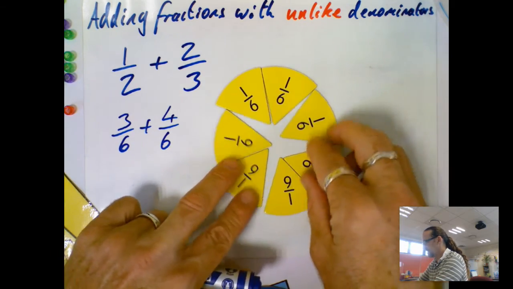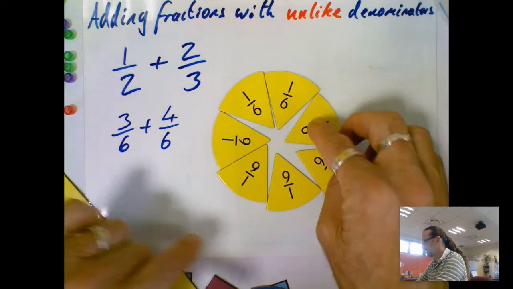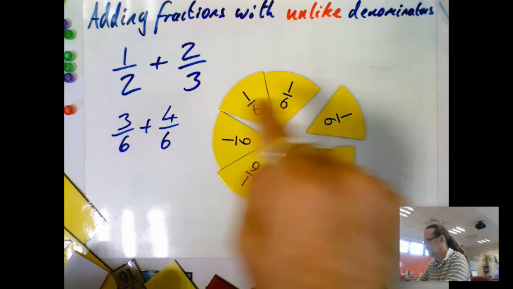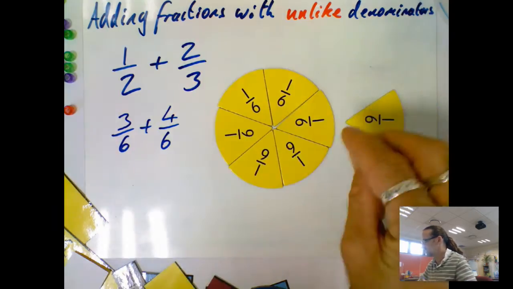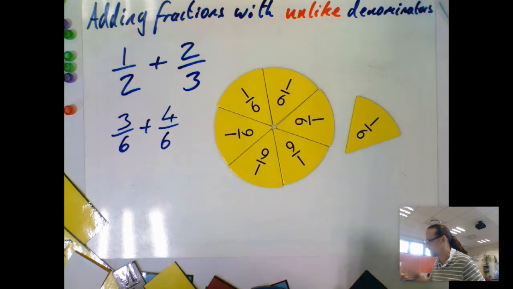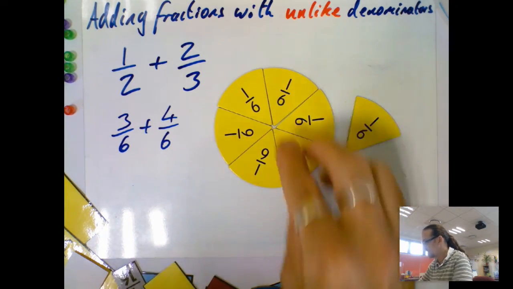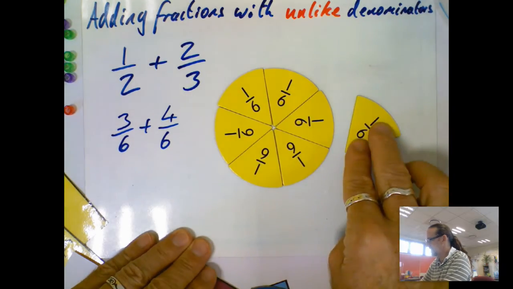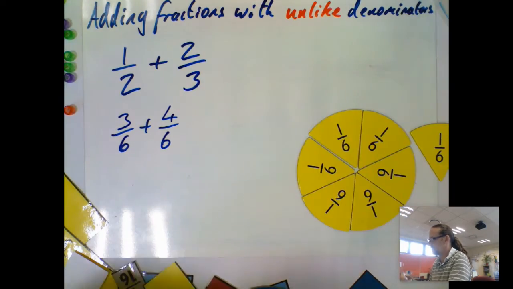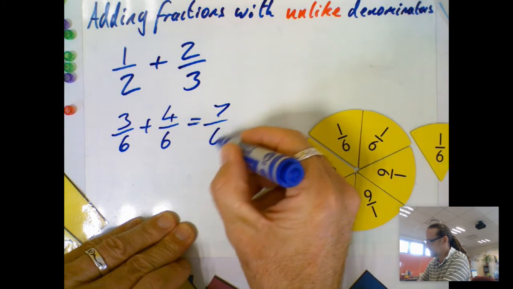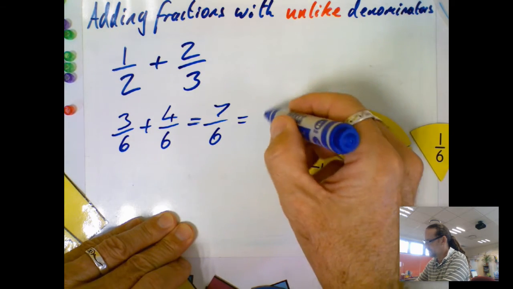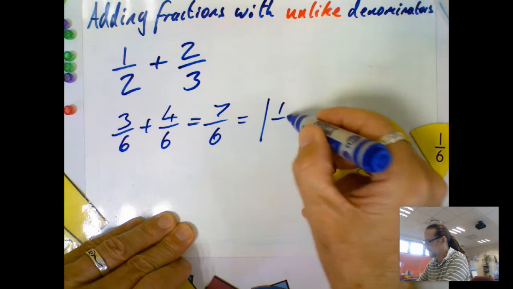I'm trying to make a funny shape. What's happening? Well, there's too many, right? Because 3 plus 4 is 7, and 6 make a whole. So I've got 1/6 left over. I've got 7/6, and that's the same as 1 whole and 1/6. Let's write that down. 7/6, which equals 1 and 1/6.